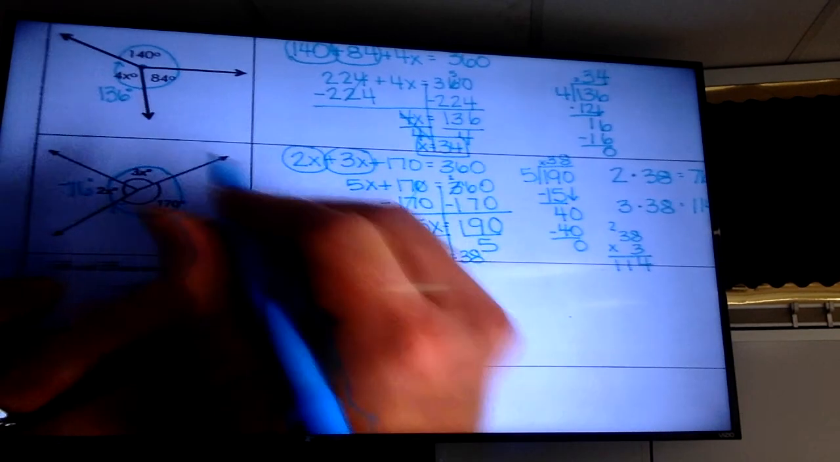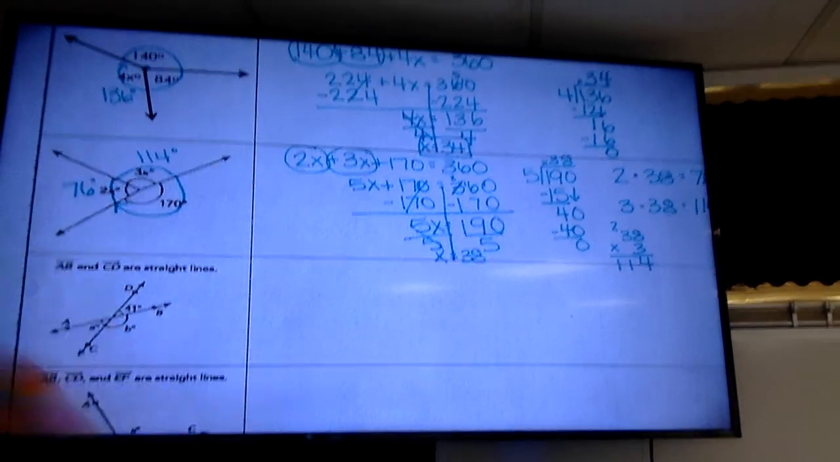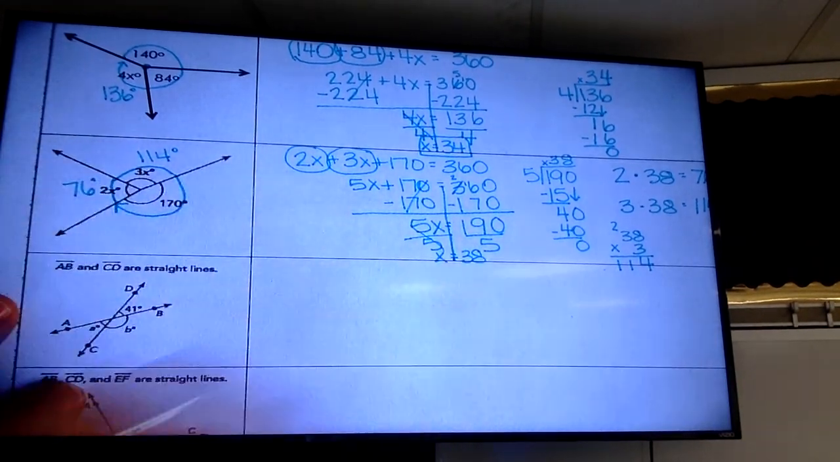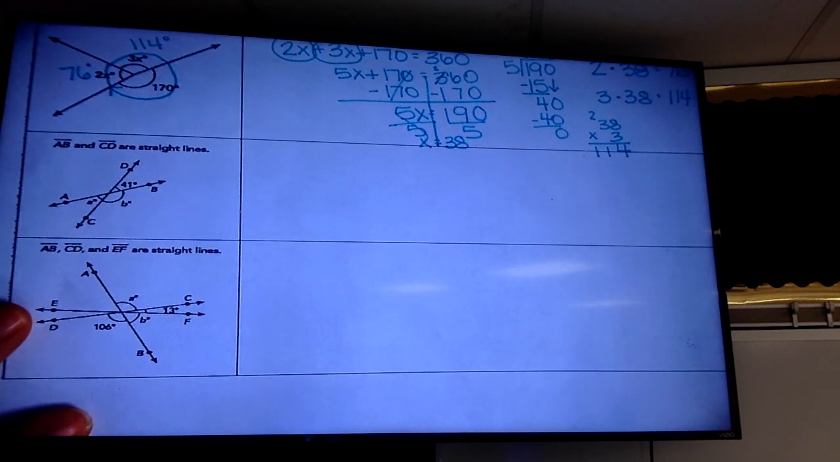So I know that's 114 degrees. So this angle right here is 114 degrees. And if I add them all together, then I should get 360 degrees. Okay, let's try 2 more.